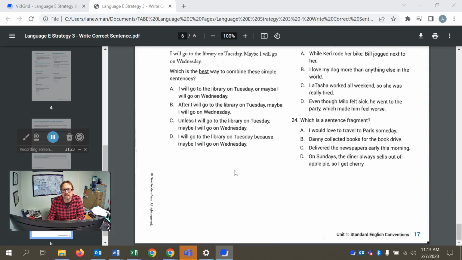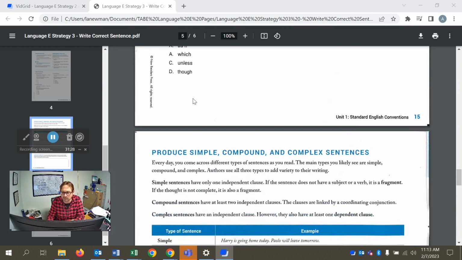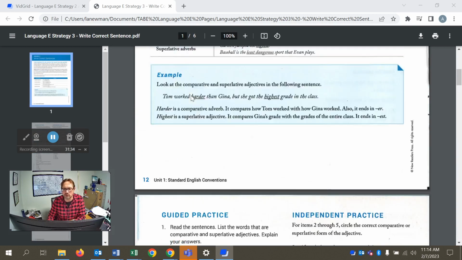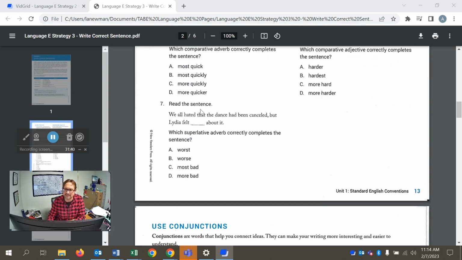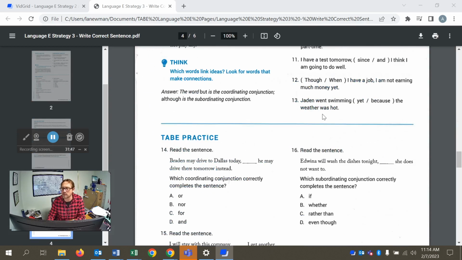Well, that actually finishes up the instructional part of Strategy 3, and it's a good thing. I've been going for over 30 minutes here. But just like we always do, after you finish this video, go back and do the work, the guided practice, the independent practice, the TABE practice, all of the questions where you're asked to do something, and do all three pages that go with the lesson. I've worked through all three sections, or I've talked through all three sections. So do your best with these three pages of work, and when you're finished, click on the answers video that goes with Language E Strategy 3, and I'll walk through the answers with you.